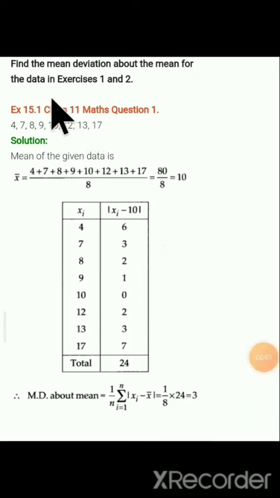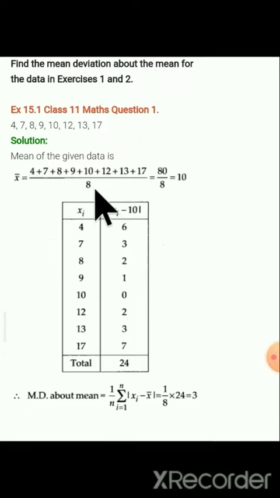Hello students, let us solve the exercise questions 15.1. First question is we have to find the mean deviation about the mean for the data in the exercise questions 1 and 2. So here first question is 4, 7, 8, 9, 10, 12, 13, 17. So here we have to find out the mean deviation about the mean.